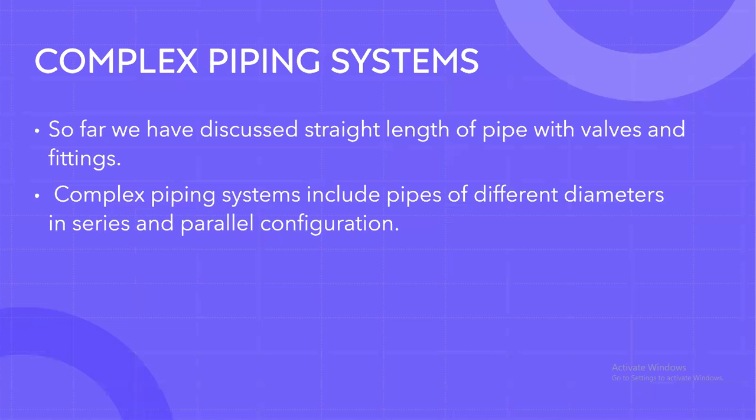Complex Piping Systems. So far we've discussed straight lengths of pipe with valves and fittings. Complex pipe systems include pipes of different diameters in series and parallel configurations. In industry, you find that there's rarely one pipe of the same diameter connecting to equipment. You find that there are pipes of different sizes within a system.